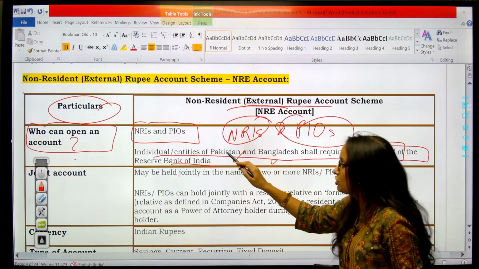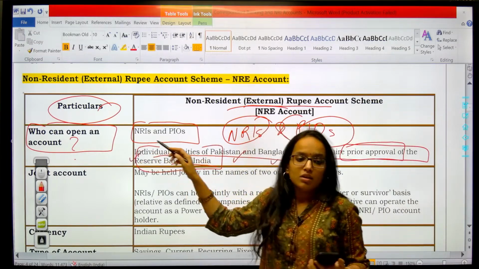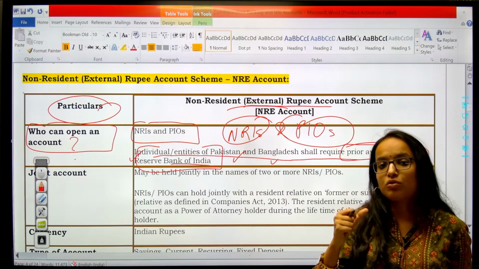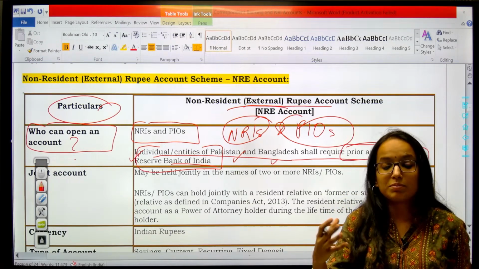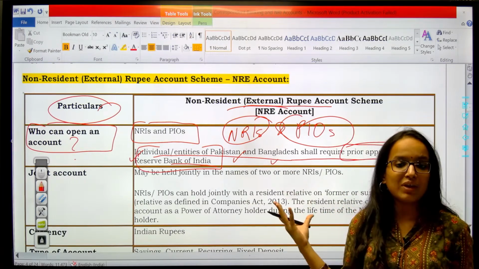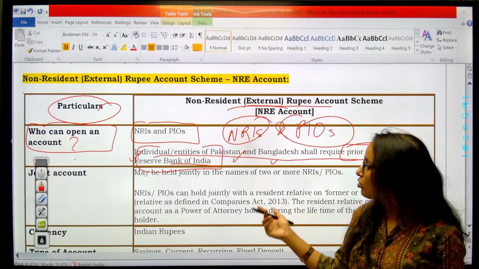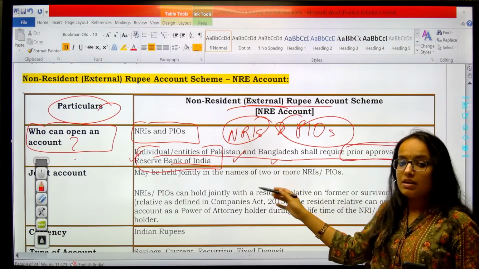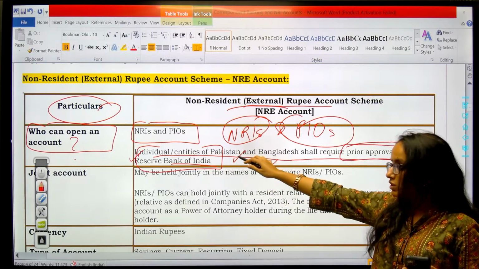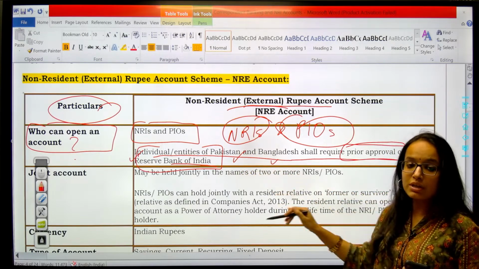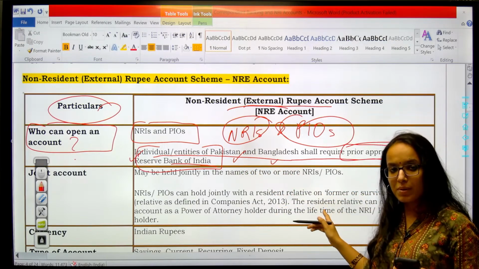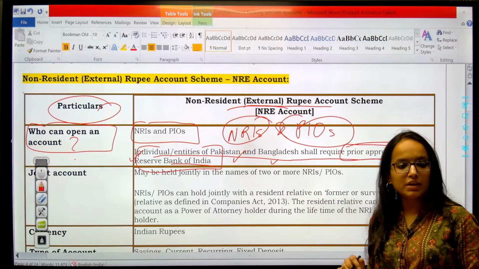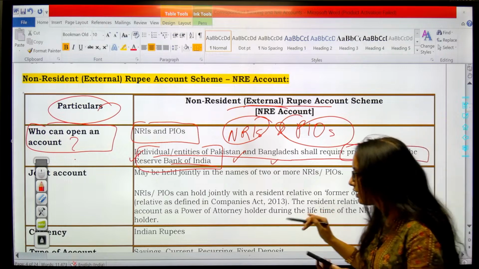This is something which you should remember. Remember all these clauses, they will be asked as case studies. You will have to substantiate your answers with these valid points. So this is the first thing. Who can open? NRIs and PIOs. But individuals or entities belonging to either Bangladesh or Pakistan will need a prior approval from the Reserve Bank of India. Clear?